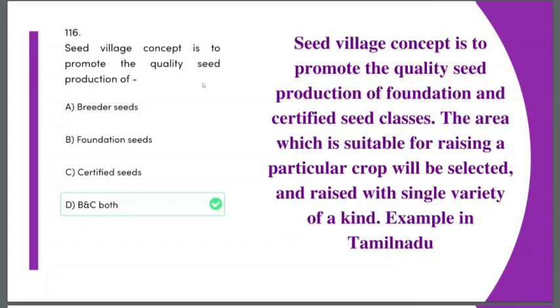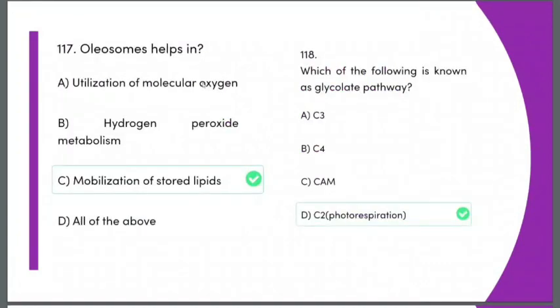Question number 116: the seed village concept is to promote the quality seed production of foundation seed and certified seed. So the seed village concept is applied in Tamil Nadu. It means that one area is taken and in that one particular crop is selected, and a single variety is raised. 117th: oleosomes help in mobilization of stored lipid. 118: which of the following is known as the glycolate pathway? C2, photorespiration. So only two questions are left.